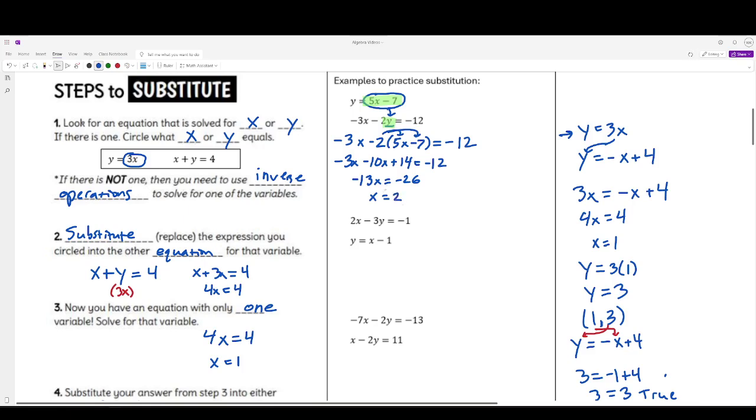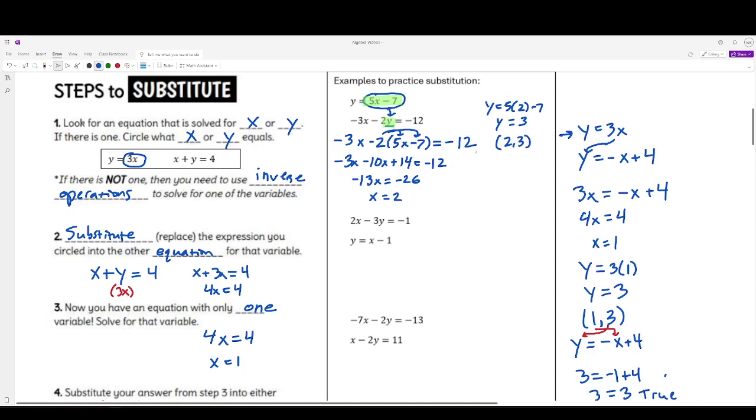Now that I have that, I'm going to plug it back into one of the equations. We'll just use the first one because it's already isolated, so that's usually the better choice. So we get y equals 5 times 2 minus 7. So that's 10 minus 7, meaning y is equal to 3. So now my proposed solution is 2, 3.